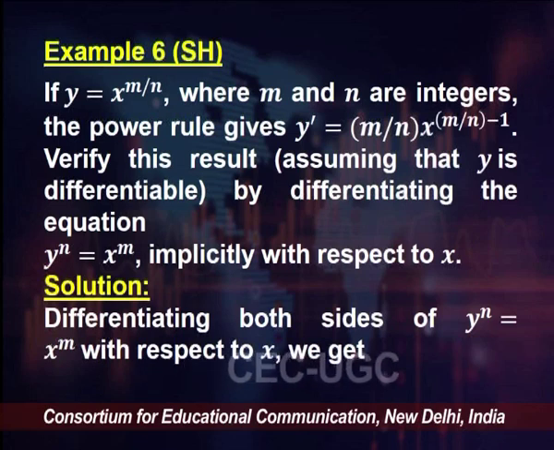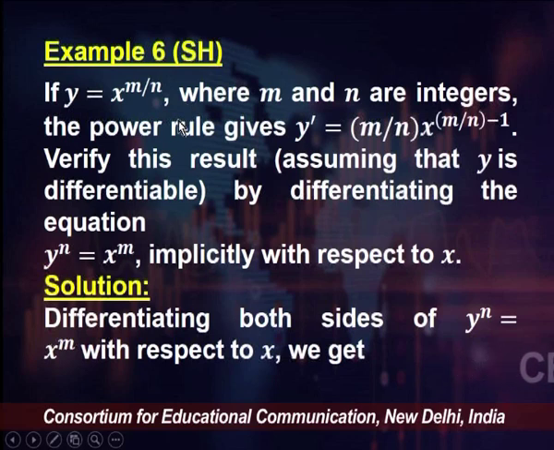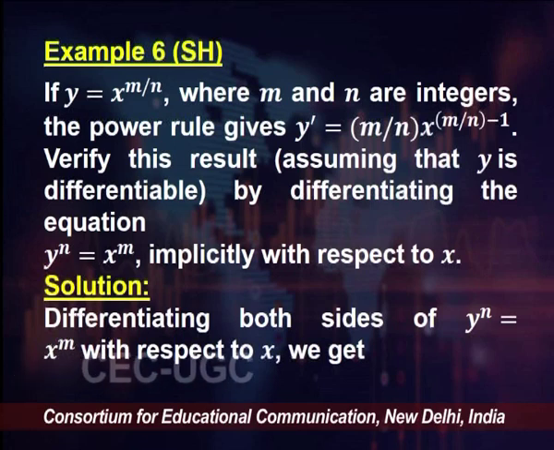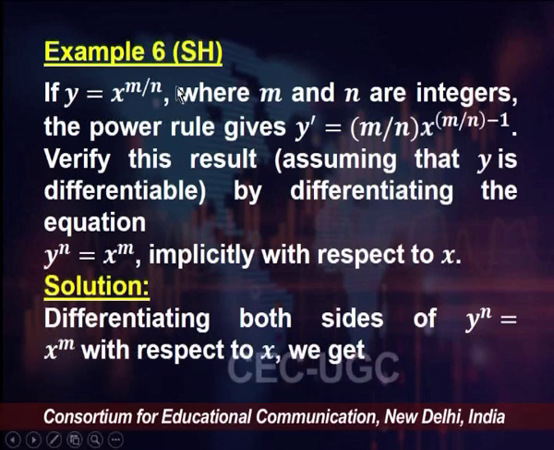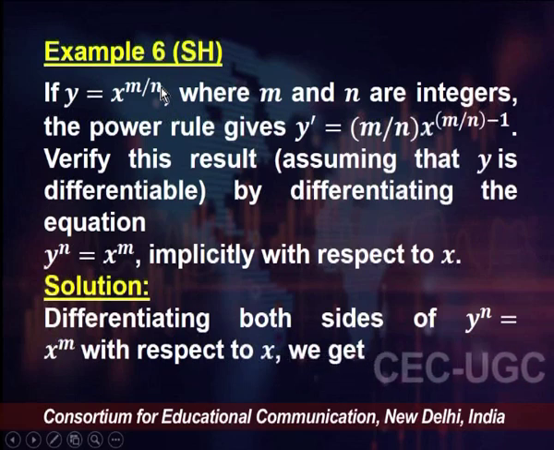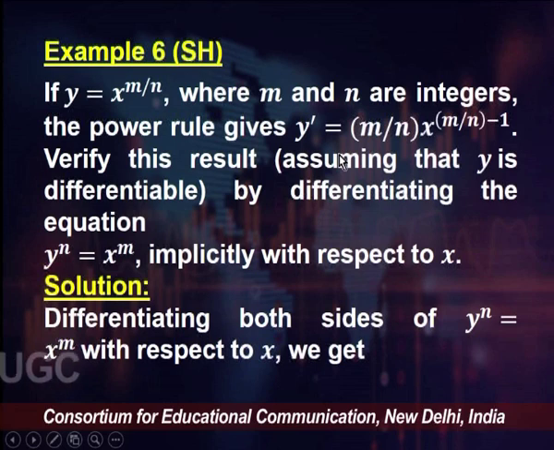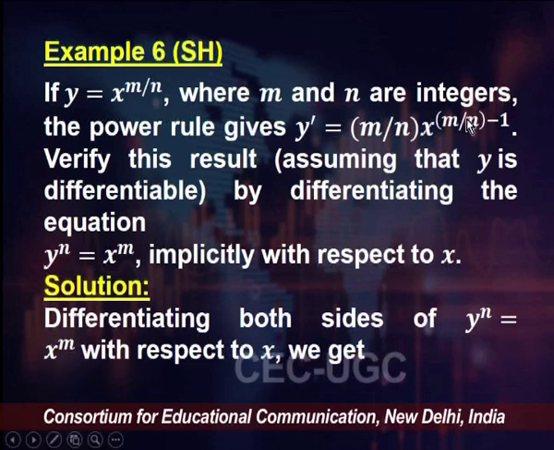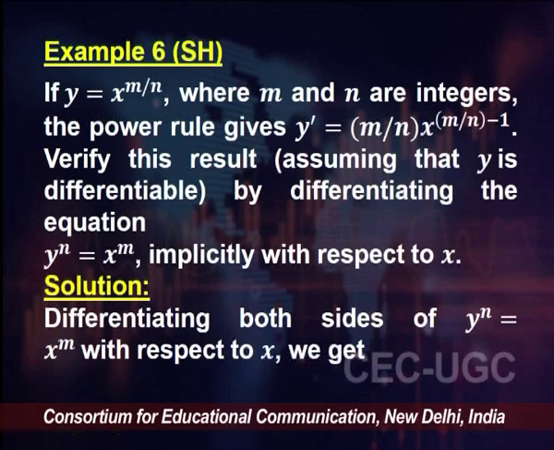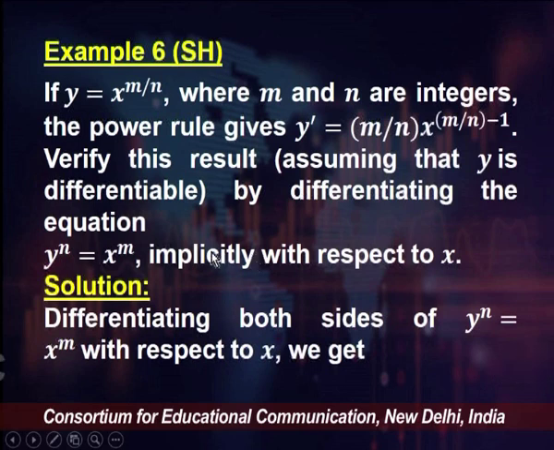In fact, in the earlier lectures we had proven this power rule only for positive integers or for negative integers. And now let's just take things a step further. So if y is equal to x to the power m by n, where m and n are integers, and we'll restrict here that n is not equal to 0, then the power rule gives us that dy by dx is equal to m by n times x to the power m by n minus 1. So let's verify this result by differentiating the equation, assuming that y is differentiable.